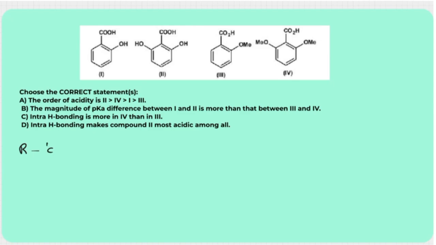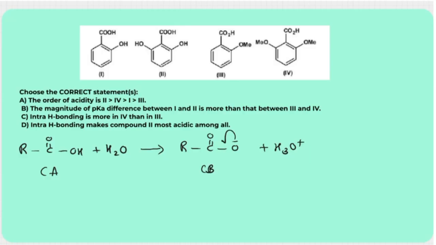Let's take any carboxylic acid, so RCOOH. When it is taken in water, it dissociates. It donates the proton, and then it forms the conjugate base. Since it donates the proton, we call this an acid, so it's a carboxylic acid in this case. Now, the formed conjugate base is stabilized by resonance. So this is the driving force for the carboxylic acid to be acidic in nature.